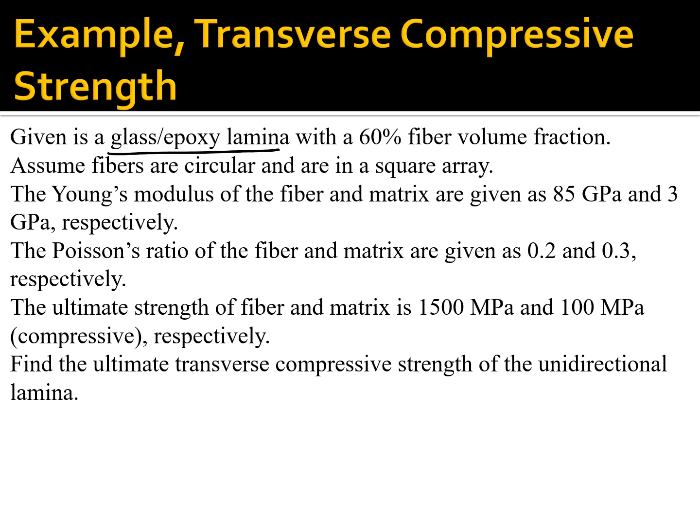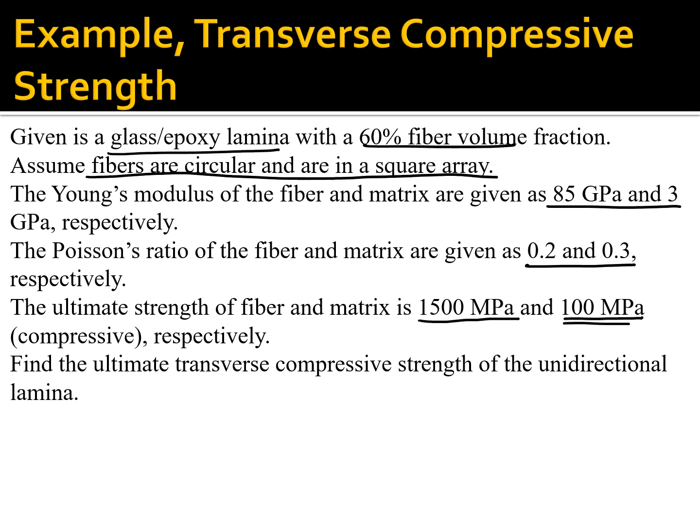We're given a glass epoxy lamina with 60% fiber volume fraction. The fibers are circular and in a square array. We're given the modulus of the fiber and the matrix, the Poisson's ratio of the fiber and the matrix, and the ultimate strength of the fiber and the ultimate strength of the matrix. And keep in mind, this is a compressive strength of the matrix here. Epoxy does have a higher compressive strength than tensile strength. So we are reporting here the compressive strength of the matrix, the epoxy. And what we want to do is find the ultimate transverse compressive strength of the unidirectional lamina.